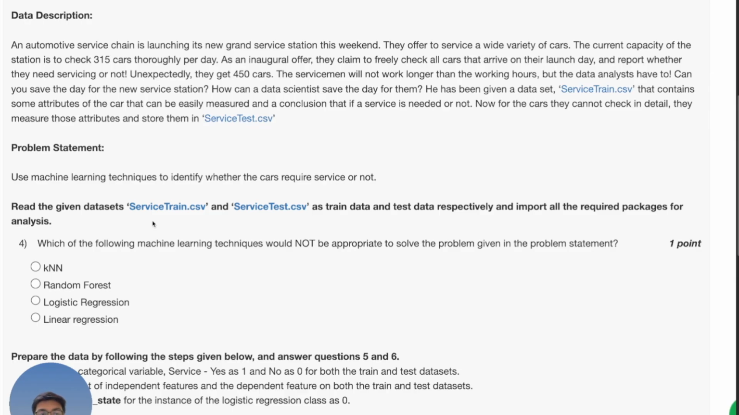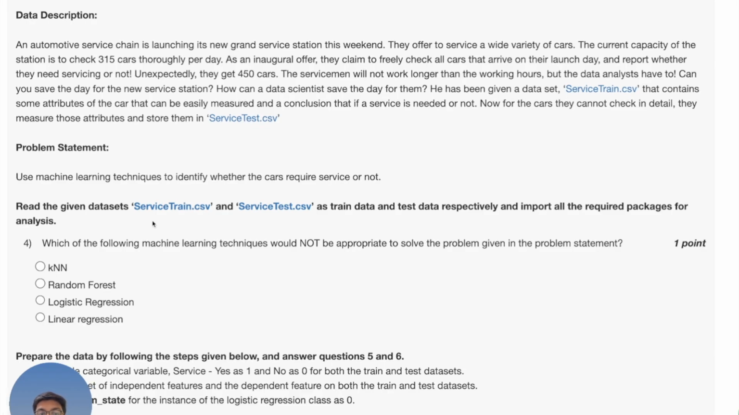So, what we have been told is: which of the following machine learning techniques would not be appropriate to solve the problem given in problem statement 4? Okay, let's understand the question first. The service station needs to figure out whether a car requires service or not. Basically, the question says we just need to figure out whether a car requires a service or it doesn't require any service.